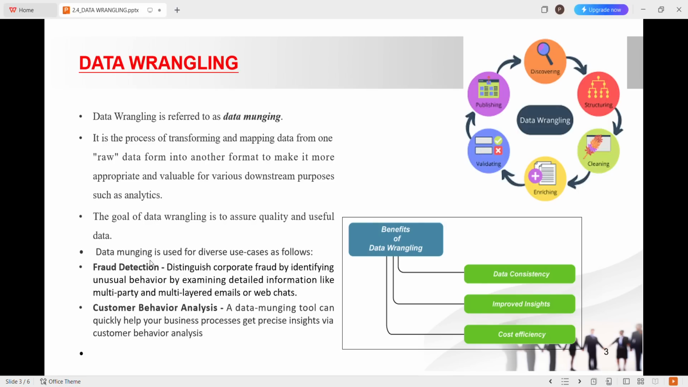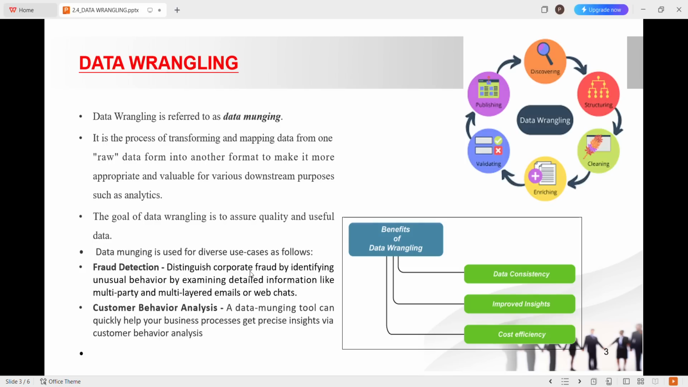Now, moving on to the general day-to-day use cases of data wrangling, we have taken 2 examples here. One is fraud detection. By using this data wrangling process, it is helpful for us to identify corporate fraud by identifying unusual behavior, by examining detailed information like multi-party or multi-layered emails or continuous web chats.